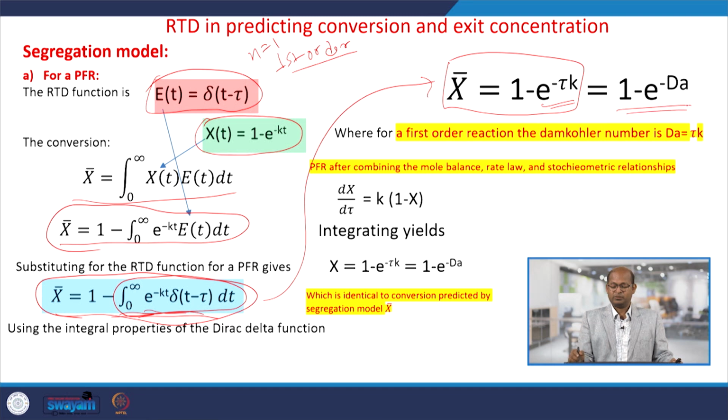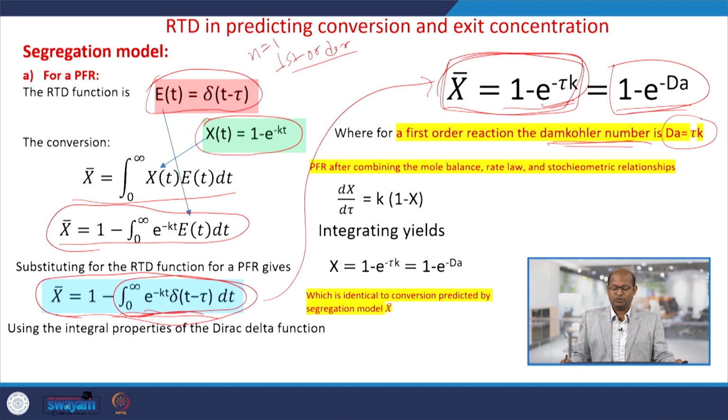So, this equals 1 minus e to the power minus D, where D equals the Damkohler number, that we have discussed in our previous class when we studied the residence time or space time. At that time we discussed what is the Damkohler number for first order reactions, D equals tau k, and either way we can express it. So, from the segregation model, the average conversion equals 1 minus e to the power minus tau k for a plug flow reactor, this is for PFR. So, that way we have developed it from the segregation model.